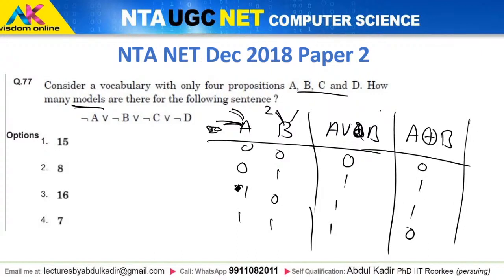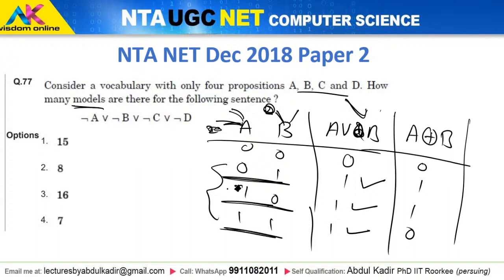You see one thing. What is the meaning of model? The meaning of model is for how many rows you have true value. For example, you see this A or B. This has true in this row, in this row, in this row. So how many models do we have? We have 3 models. This is a model, this is a model, this is a model. Are you getting my point? The meaning of model means for which rows you are getting the value true.